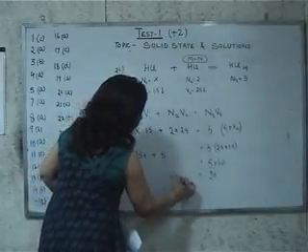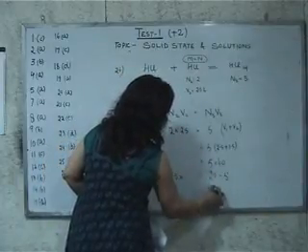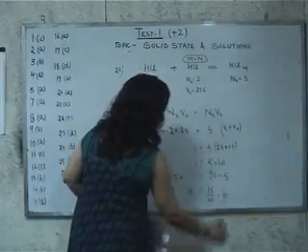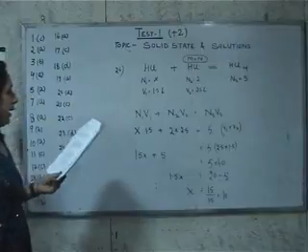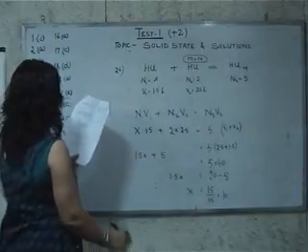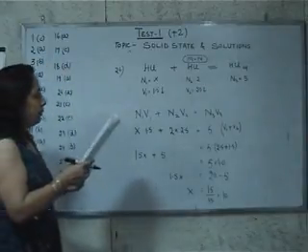It means 1.5x is equal to 15. X becomes 15 by 1.5. Your option is 10 normal. N1 comes out to be 10 normal. Well, the correct option for the 26th question is B, beta. 10 normality will be found.